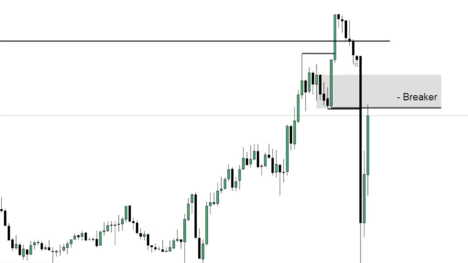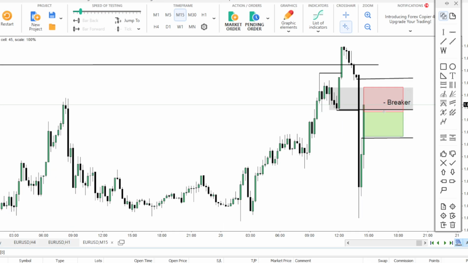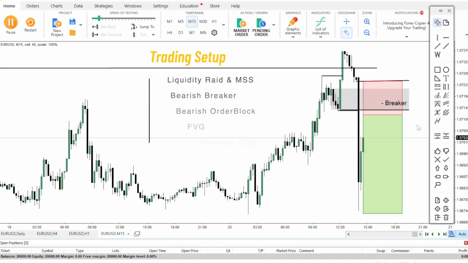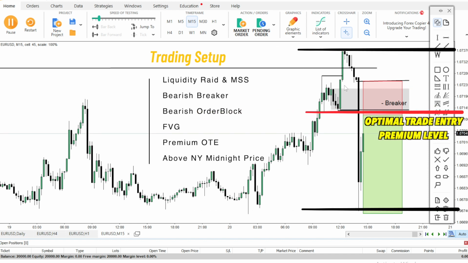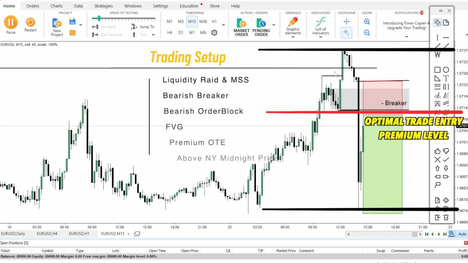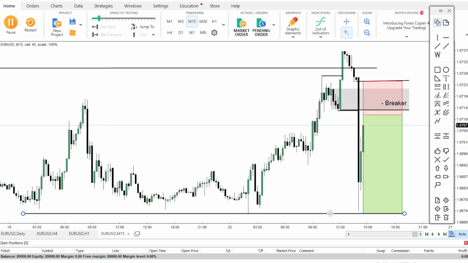So as you can see, we have a fair value gap forming right over here. And this is where I place my trade, right around here. So there are so many confluences with my trade. We have a bearish breaker, a bearish order block, fair value gap, market structure shift, buy side has been taken, and we have our relatively equal lows right around here. This is all our target.